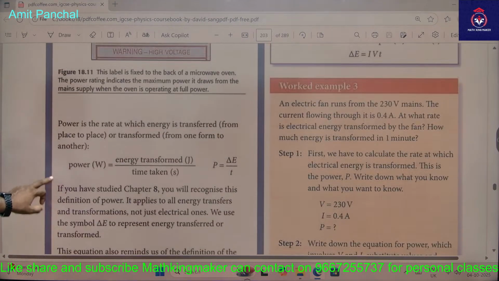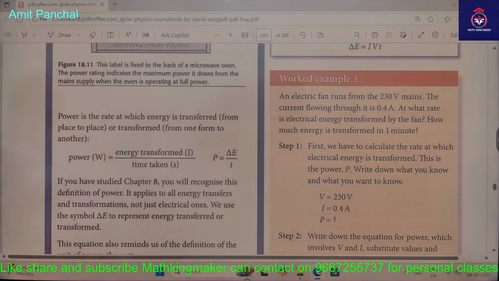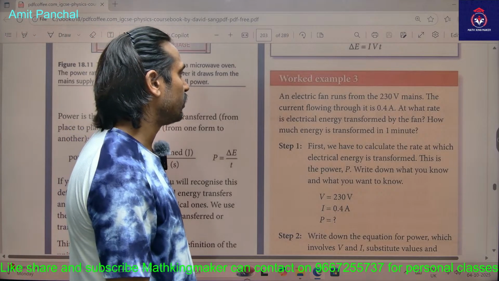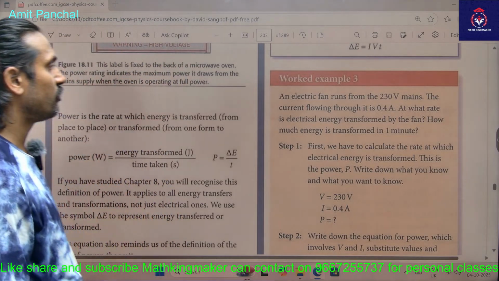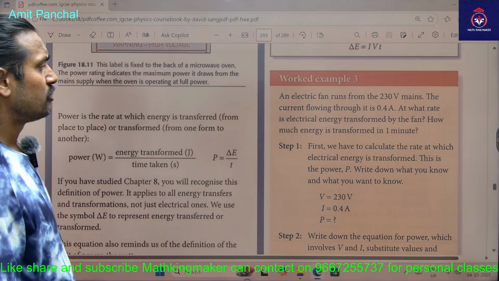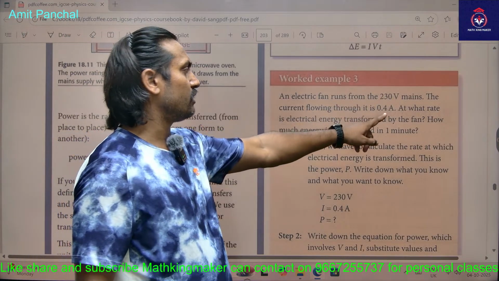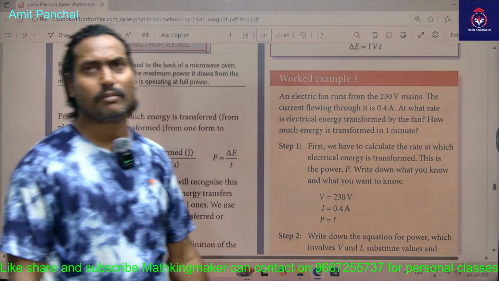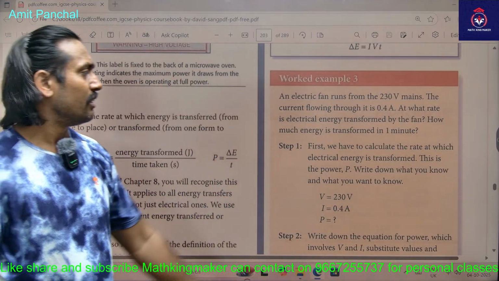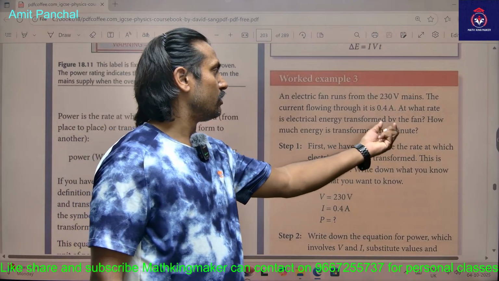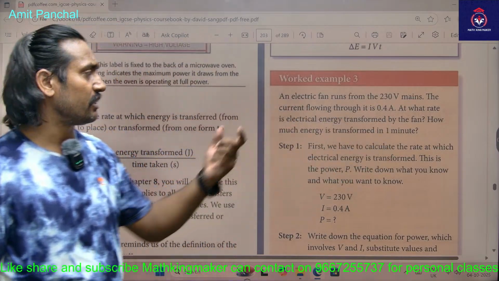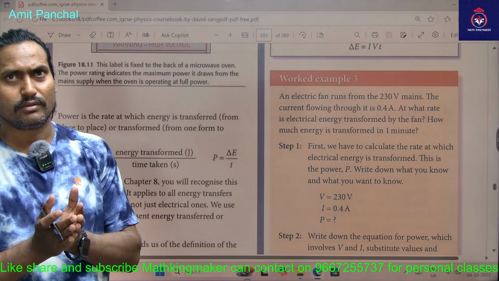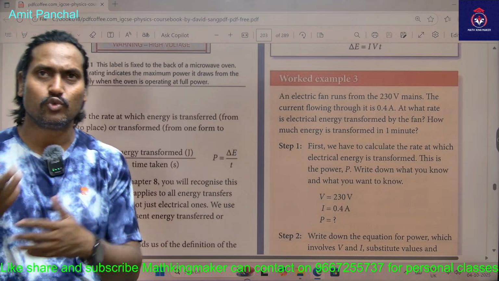Like we can see, an electric fan runs from 230 volt mains, the current flowing through is 0.4 ampere. At what rate is electrical energy transformed by the fan? How much energy is transformed in 1 minute? Voltage is already given, current is also given. If you multiply that, that will give the power. And time you must take in seconds. Then your energy will be given in joule.